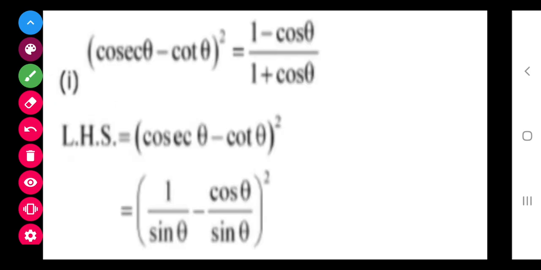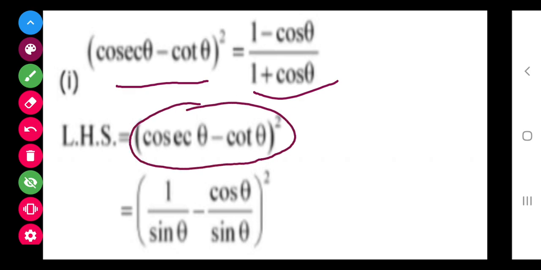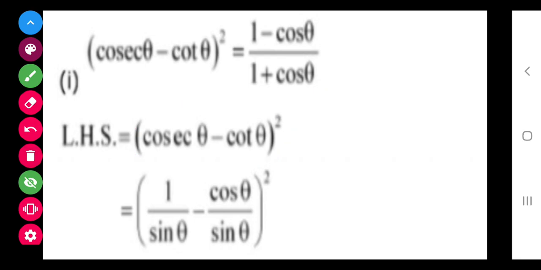So class, the first question that we have is we have to prove that this is equal to this. There are various tricks to solve these questions, and in this I have chosen this trick, that is to solve the LHS and get the RHS. We can take any.